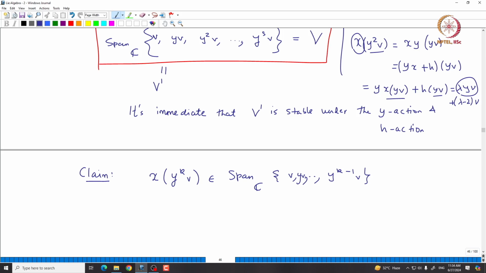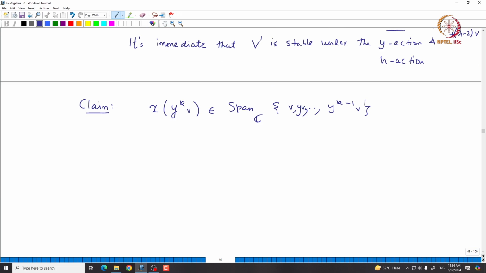That means we have this spanning set consisting of the eigenvectors of H, namely v, y v, etc., y^s v. Note that each of the eigenvalues is distinct. So, this spanning set must form a basis of capital V. So, let us verify this. This is again a very simple calculation.